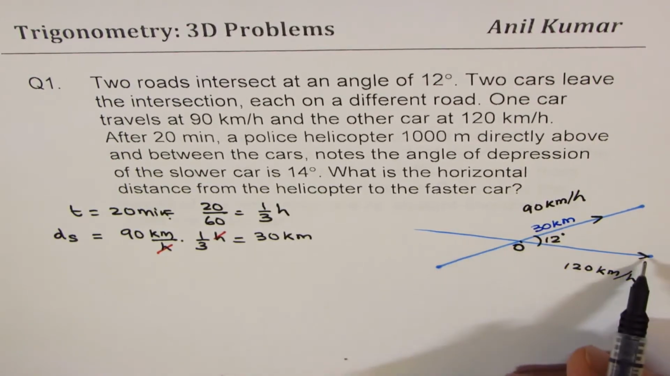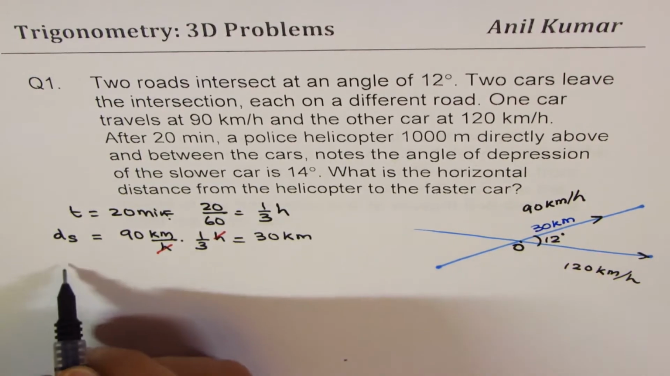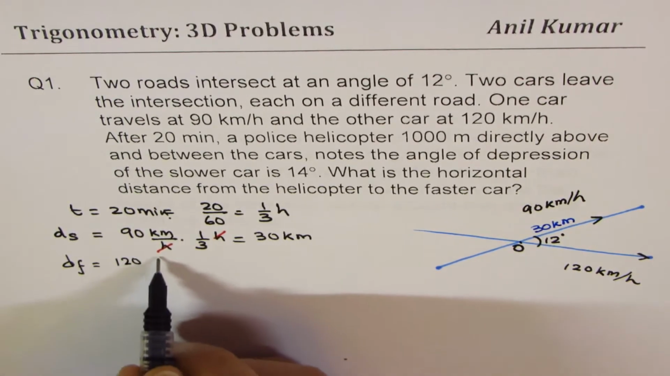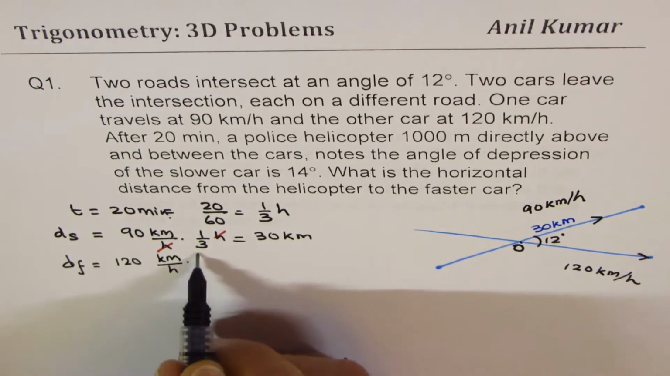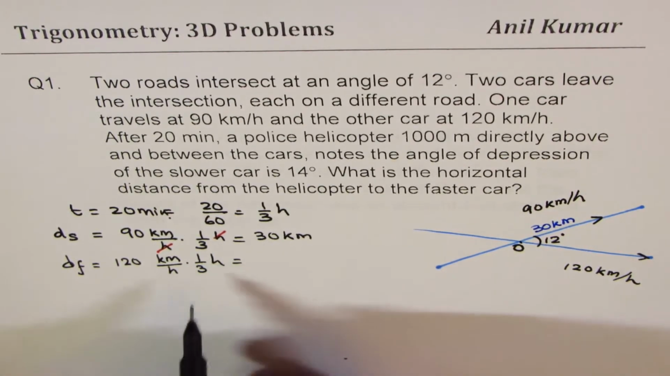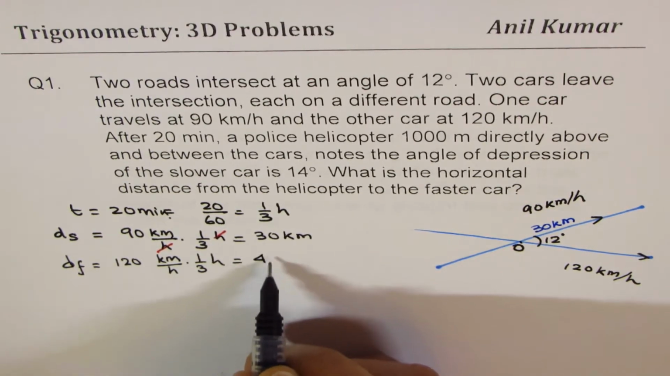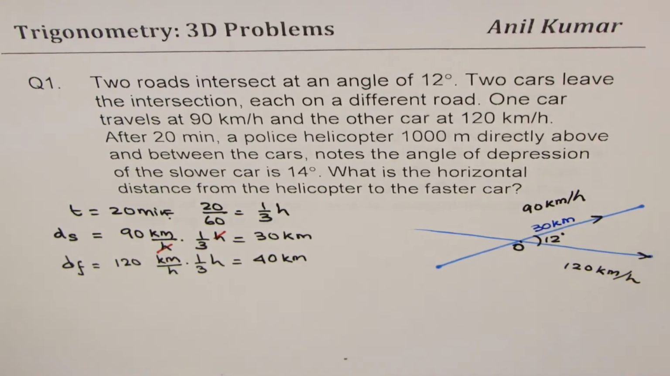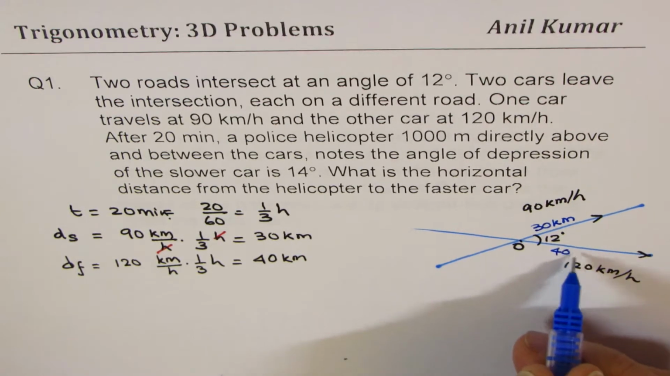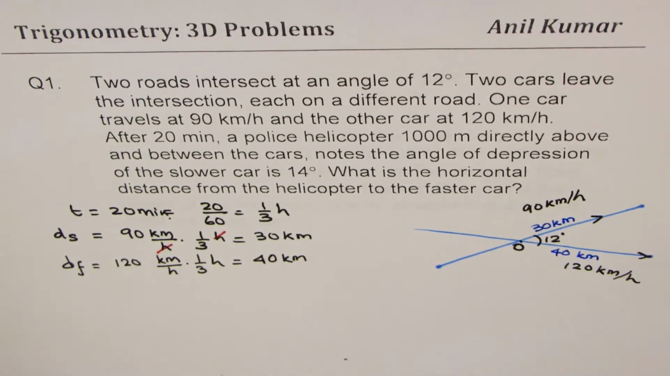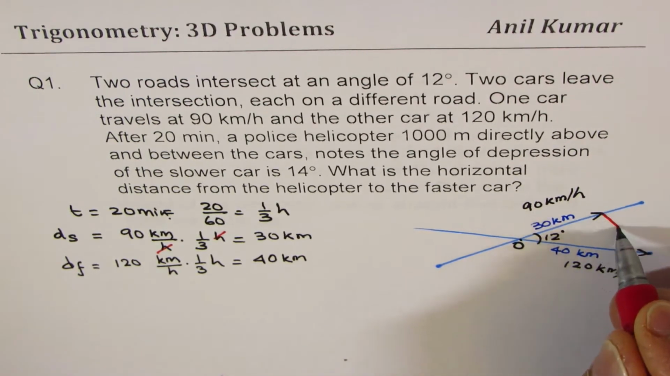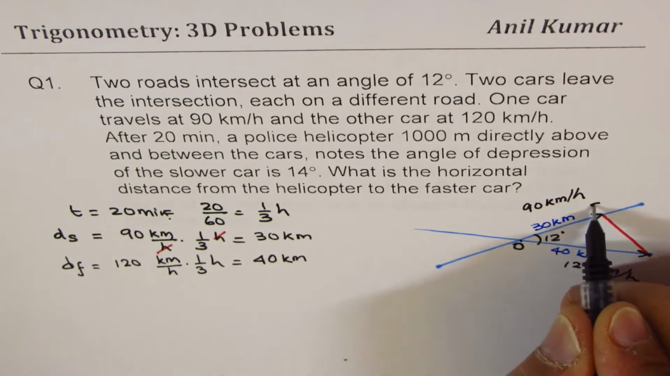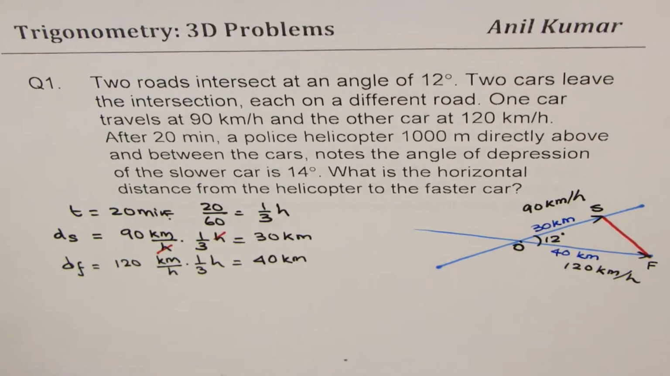Similarly, let us find the distance of the other car from this point O. So the distance for the faster car is 120 kilometers per hour times 1/3 of an hour, and that gives you 40 kilometers, right? So this distance, up to here, is 40 kilometers. So the distance between the two cars is what we need. We are saying this is the slower car S and this is the faster car F.